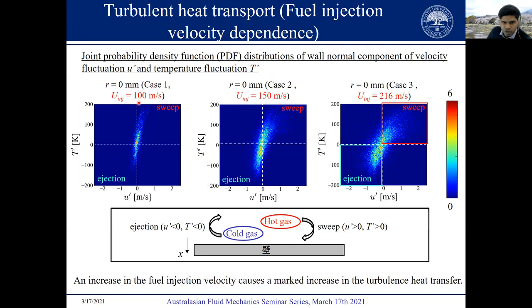So it is evident from these figures that the higher the fuel injection velocity, the stronger you get these correlations between U prime and T prime. So the sweep ejection events are more frequent. And this stronger correlation indicates greater contribution of the sweep and ejections to the turbulent heat transport in the wall normal direction, which leads to enhancement of the convective heat transfer.